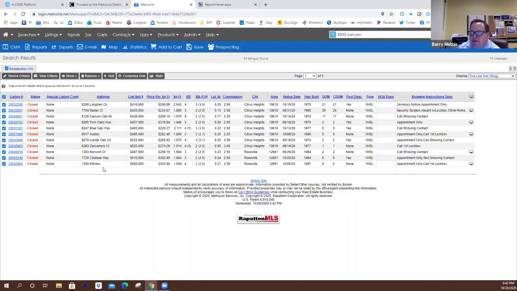And so these are all houses that are in the area. I'm looking for anything that's odd. First thing, I'm going to come over here and look at the age, because I know my house was built in the late 70s. I don't want anything that's brand new. I don't want any 90s. There's a 95 right there.